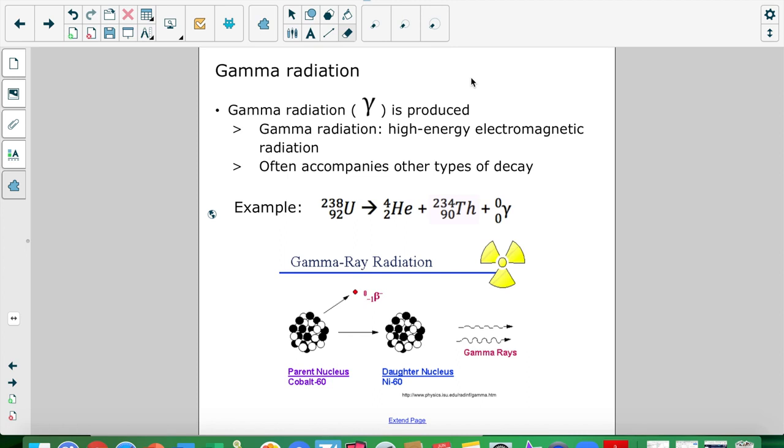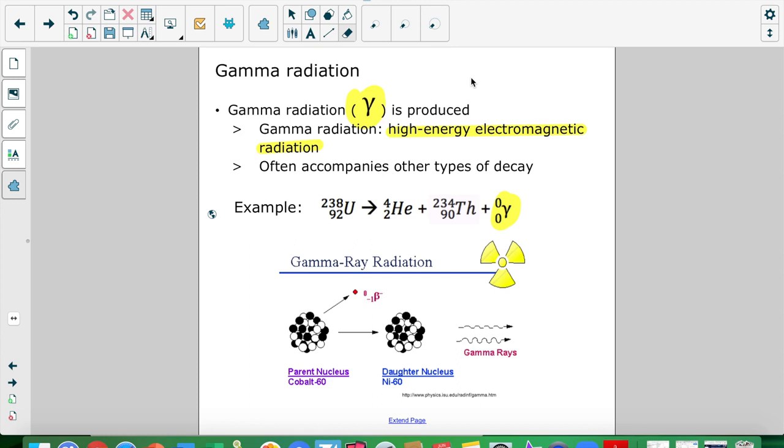And finally, we have the gamma radiation. The gamma radiation is just no more than high energy electromagnetic radiation, okay? The gamma radiation is not a particle, and it does not have any changes in the number of protons or the neutrons in the atom, okay? The gamma radiation is represented with the gamma letter, and it's represented like this when you have it in a nuclear reaction.